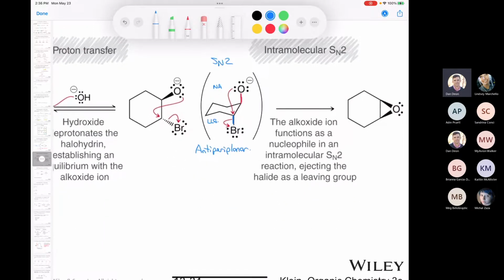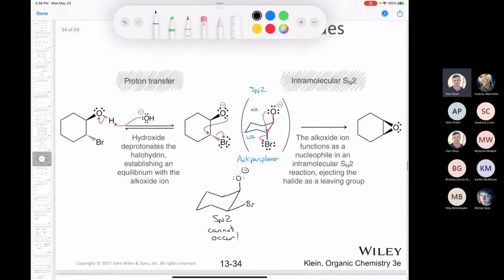If we were to draw the six-membered ring like this, let's say, and if the groups were cis to one another, so let me try to draw the ring a little bit better, that would mean that the alkoxide would be pointing up like this, which is great, but then the bromine would be up and equatorial. And that would mean SN2 cannot occur. Kind of cool. So they have to be trans to one another.